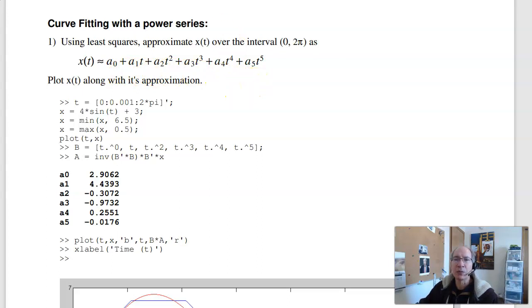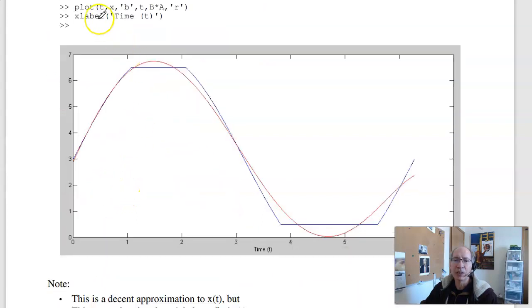We've done this before. The trick is you set up the basis function based upon what you want. In this case, my basis function is 1, t, t squared, t cubed, t to the fourth, t to the fifth. Do the least squares curve fit. Again, the inverse of B transpose B times B transpose times the output, in this case x. This is the weighting on the basis elements, a0, a1, a2, a3. If I plot the two together, time versus the data, time versus the curve fit, I can see it's actually a pretty good approximation. So I can approximate the blue line, x of t, with this polynomial.